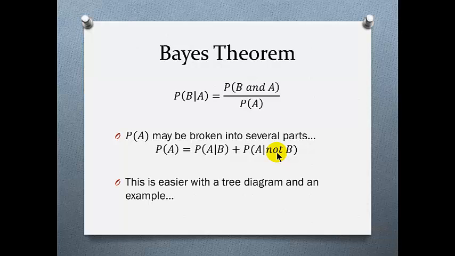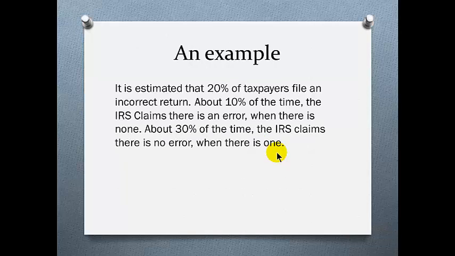Well, this formula stuff might be a little confusing. Let's look at a tree diagram, and it's going to help clarify how we use Bayes' theorem, given a bunch of information, how we can calculate another given probability. It's estimated that 20% of taxpayers file an incorrect return. 10% of the time, the IRS claims there is an error, but there actually is no error. And 30% of the time, they claim there is no error when there actually is an error.